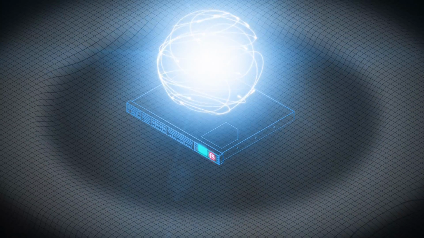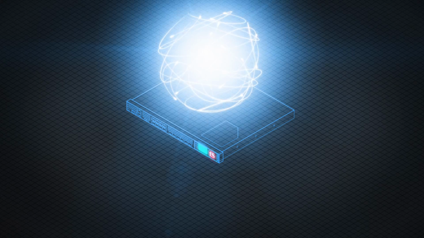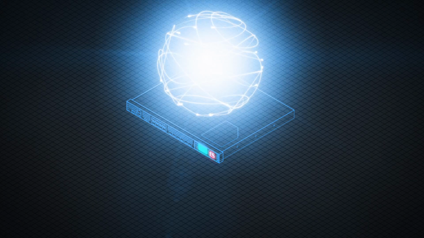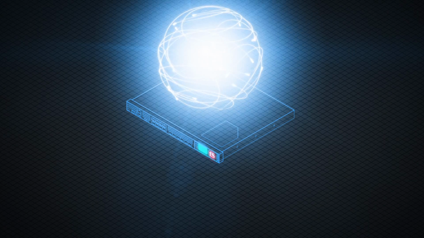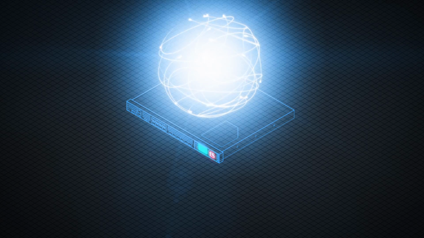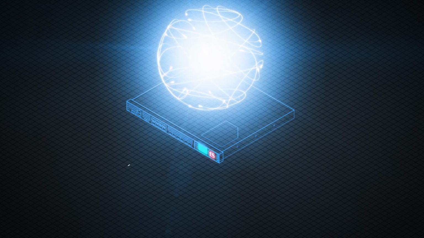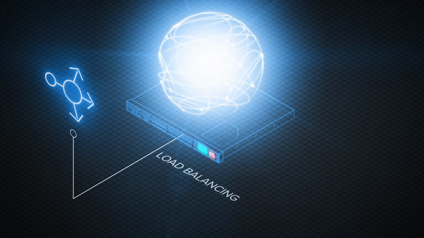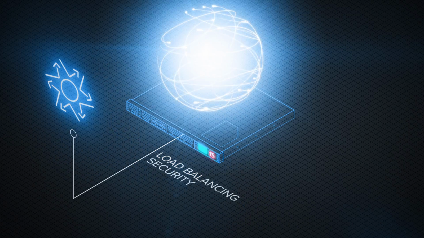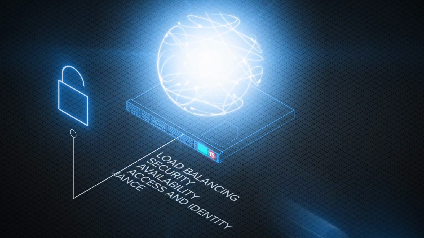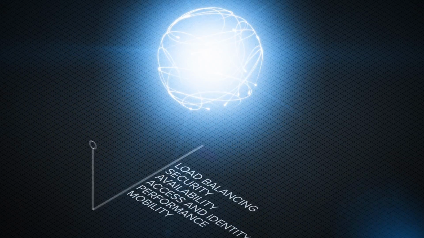Enter F5's BIG-IP and load balancing. Now, no single destination was overloaded, and the internet continued its accelerated growth. BIG-IP started as a load balancer, and it still is. But it's also evolved into a platform that delivers the services increasingly complex apps require.